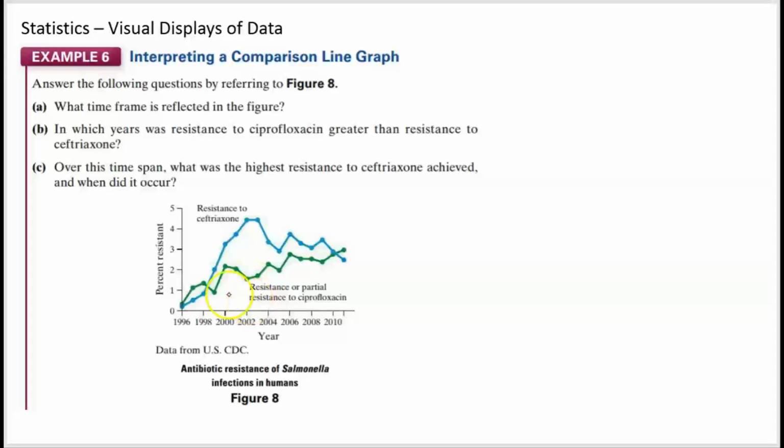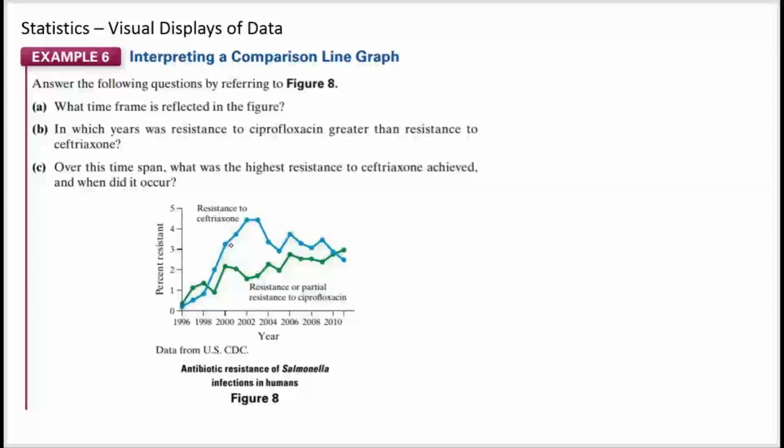Now, the green graph reads resistance or partial resistance to ciprofloxacin. I don't know what that drug is. And then in blue, you have resistance to ceftriaxone. Again, I totally messed up those pronunciations. That's not my strong point, pronouncing drugs. I don't know how to pronounce those, but we're not going to worry about it. We've got the blue drug and the green drug. So let's talk about that.